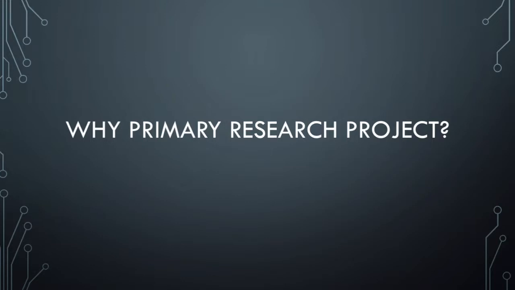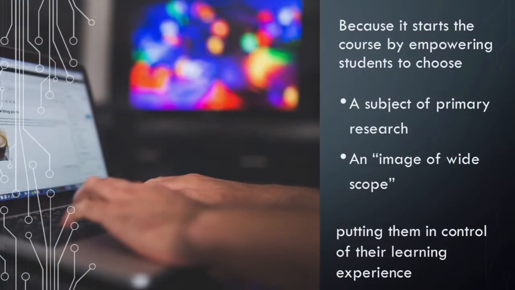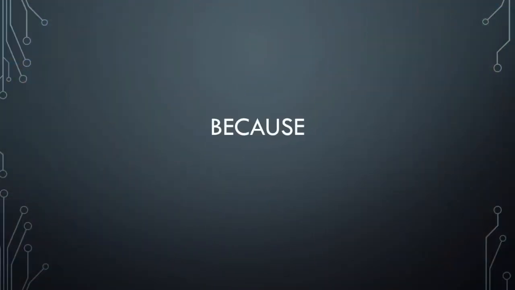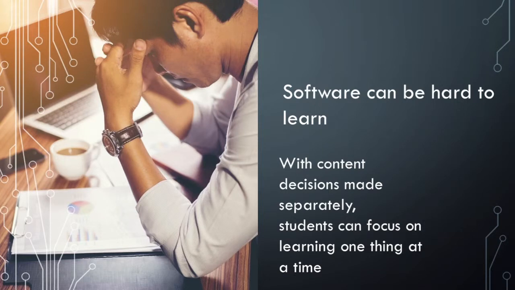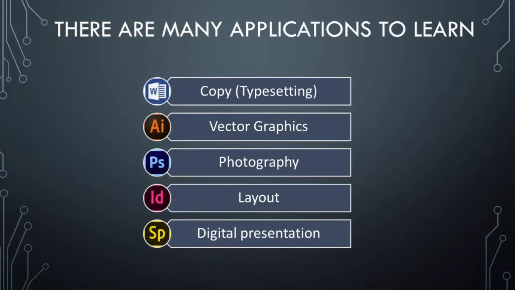So why a primary research project? A primary research project starts the course by empowering students to choose a subject and an image of wide scope. An image of wide scope is a principle of Gregory Ulmer's electracy pedagogy, in which students select a core image to guide their creativity. In this way, students are put in control of their learning experience because software can be hard to learn. With content decisions made separately, students can focus on learning one thing at a time, and there's a lot of ground to cover in this application.